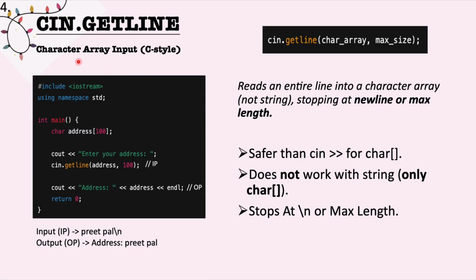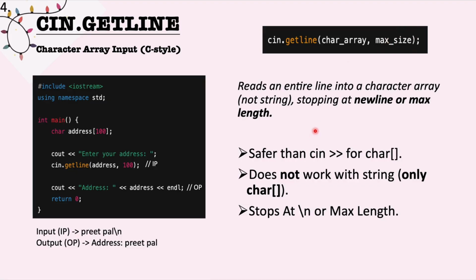The fourth method is focused on C-style character array input rather than strings. Here we pass a character array and a max size as parameters. It reads the entire line and stores it into the character array and stops at a new line or the max length that we passed as a parameter.